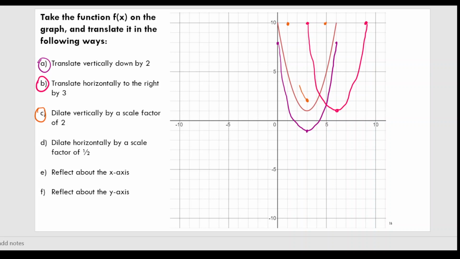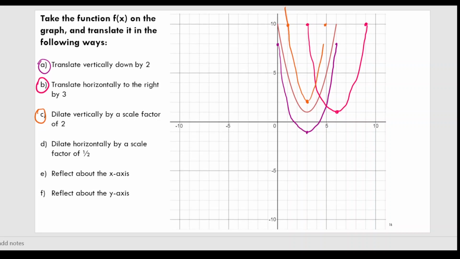So I'm going to try my best to do this one, and you can imagine it's going right up through the top of the page. We're stretching it vertically by a scale factor of 2, which means that we are pulling it like a rubber band, and we're stretching it to twice its length.